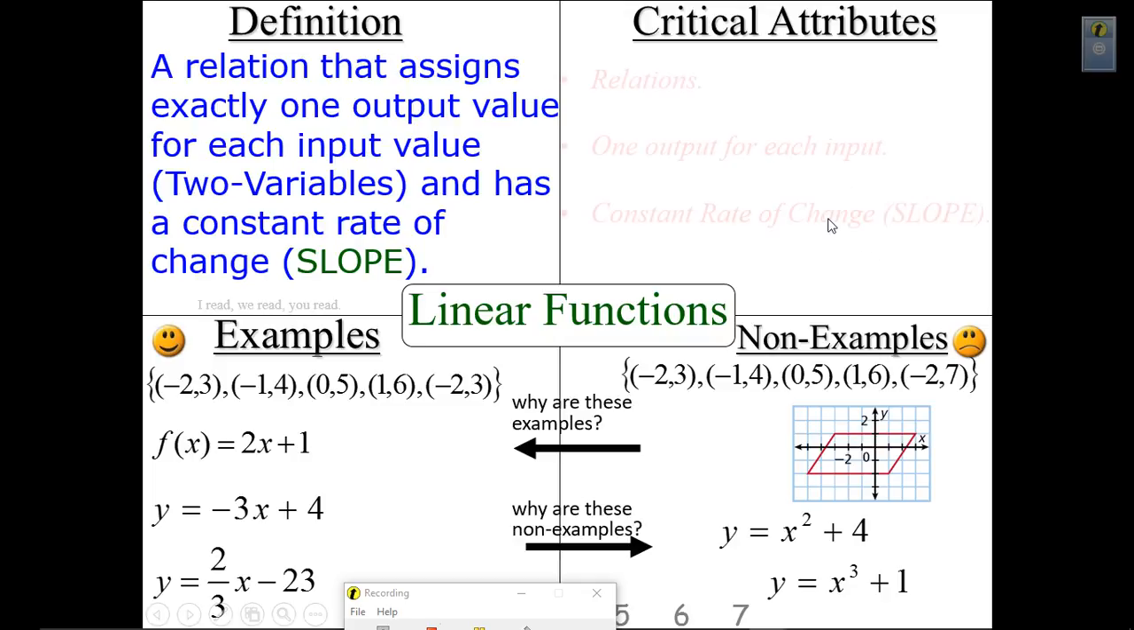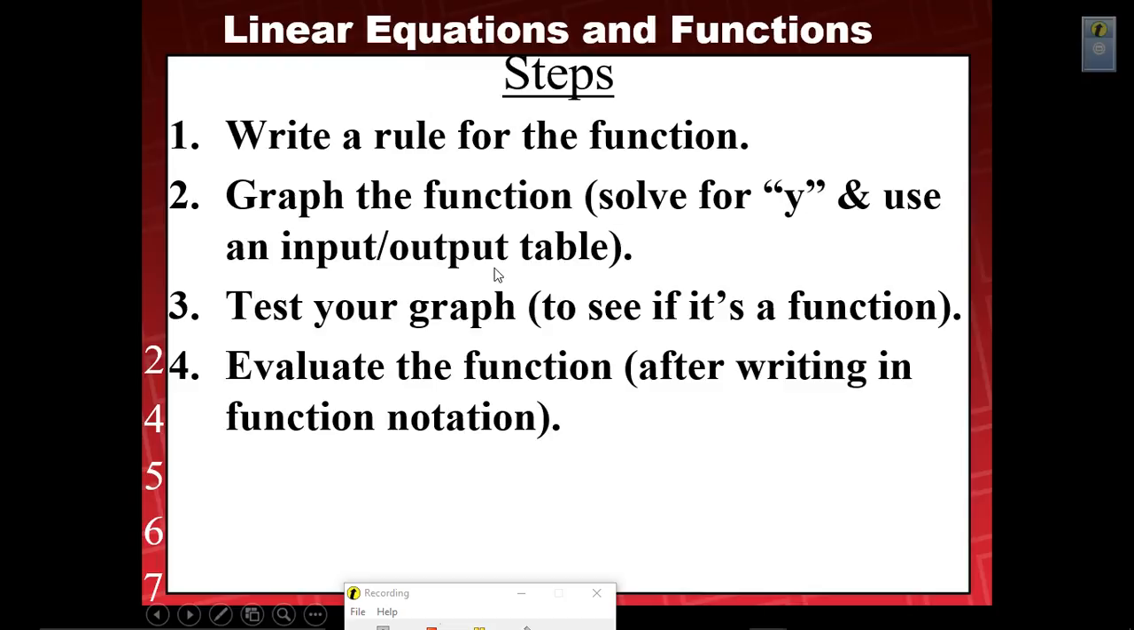We got some hashtags. We wrote down step 2. Remember that? So basically, step 1 says write a rule for the function. That we're going to leave for a little bit later. Tell whether your graph is a function. We're going to cover that today once we graph. And then we're going to evaluate the function after writing in function notation.